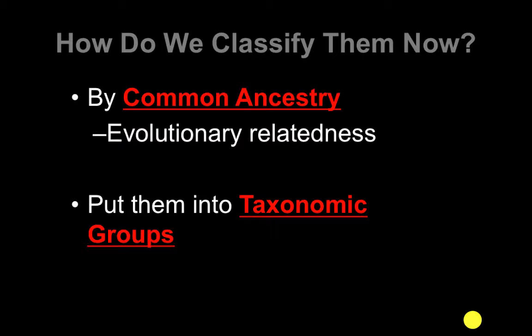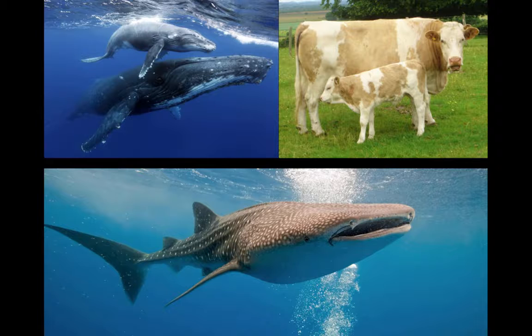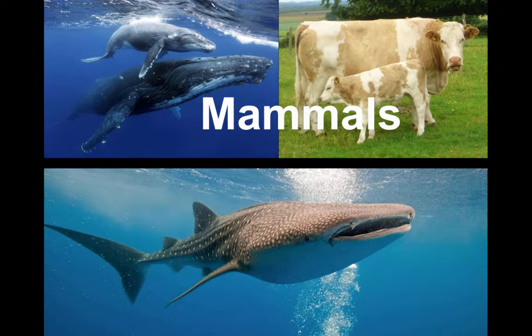And what we're going to do is, based on this, we're going to put them into taxonomic groups. And these are simply classification groups. So nowadays what we would do is classify this whale with a cow and not with a whale shark, because the whale and cow are mammals and are more closely related evolutionarily than they are to a fish.